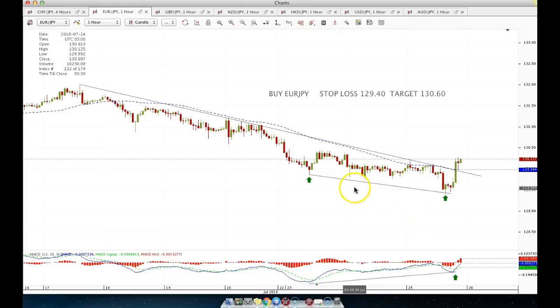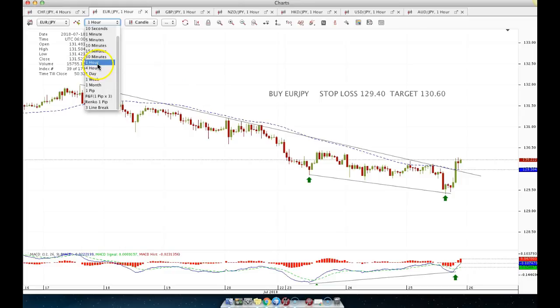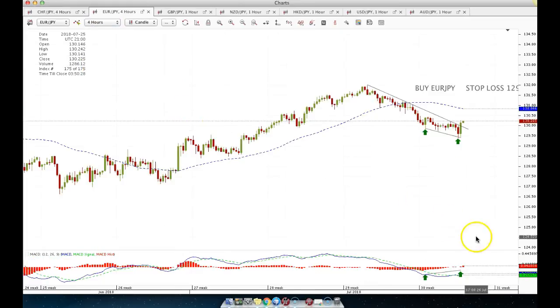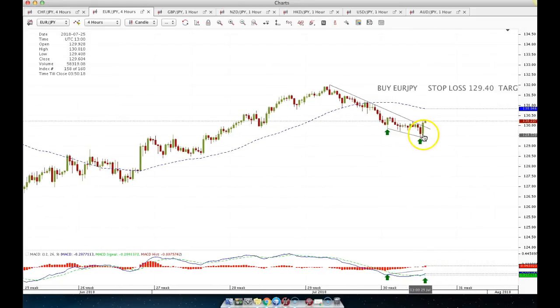And the last thing I do is look at a higher time frame. So if I see divergence on a 1 hour chart, I need confirmation on the 4 hour chart. I switch over to the 4 hour chart and I notice that the two lines on MACD are crossing to the upside. So that's my confirmation. And we also have a bullish engulfing candle on the 4 hour chart.